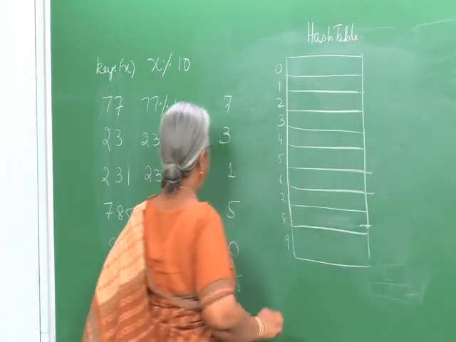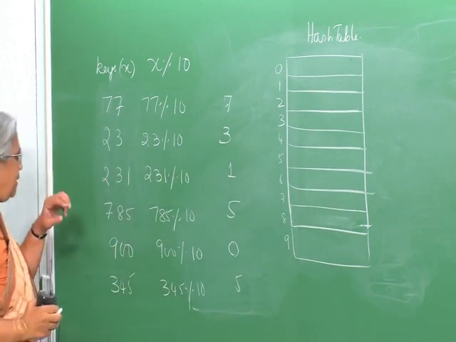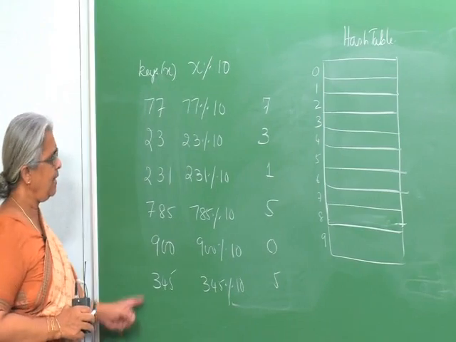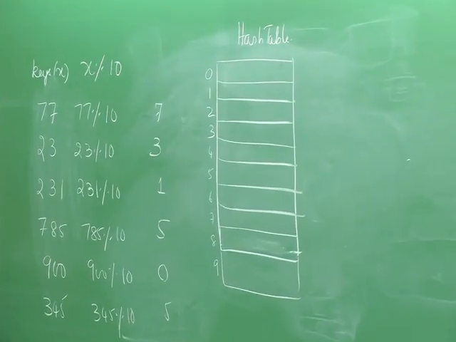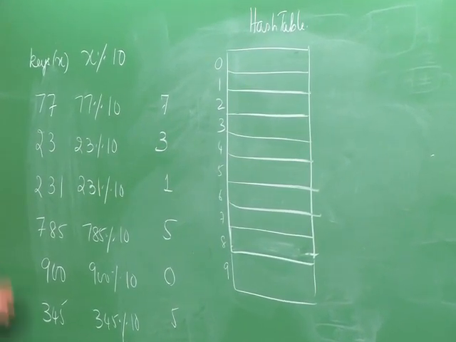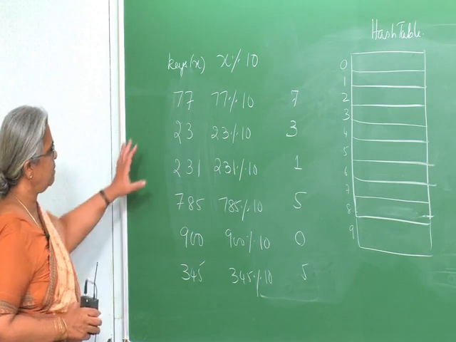Now the problem is, because we have only 10 entries in the hash table, and you're talking about 0 through 999 as the numbers that are possible, you have more than 10 values, and therefore many numbers will hash to the same bucket. And that is the meaning of a collision, as we already saw.